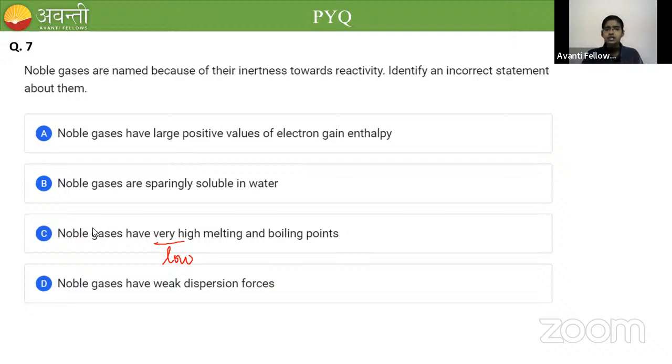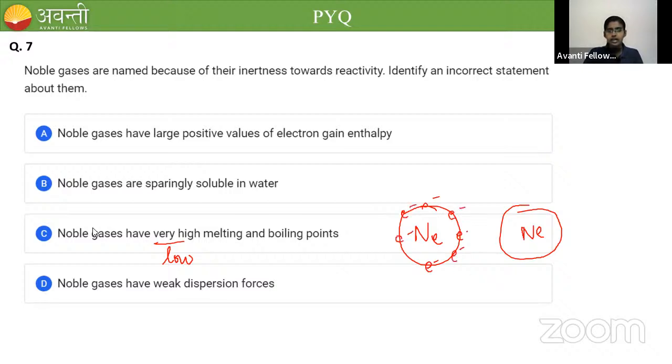So why do they have very low melting and boiling points? They will not come and form a bond with each other, right? Since the outer shell is completely filled, let me take neon as an example. Neon is a noble gas. So let me take two neon atoms. Now the outermost shell of neon already contains 8 electrons. The second neon also contains 8 electrons around it. So if they are already fully filled, they are not going to come and form a bond with each other.